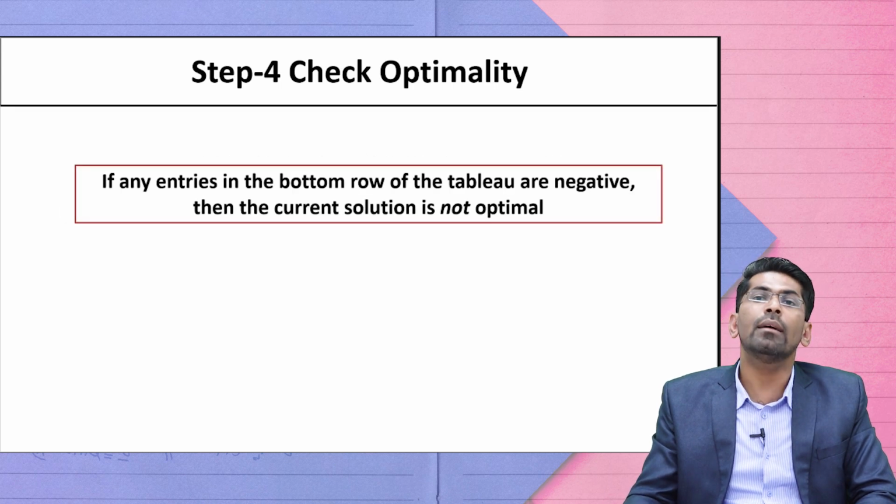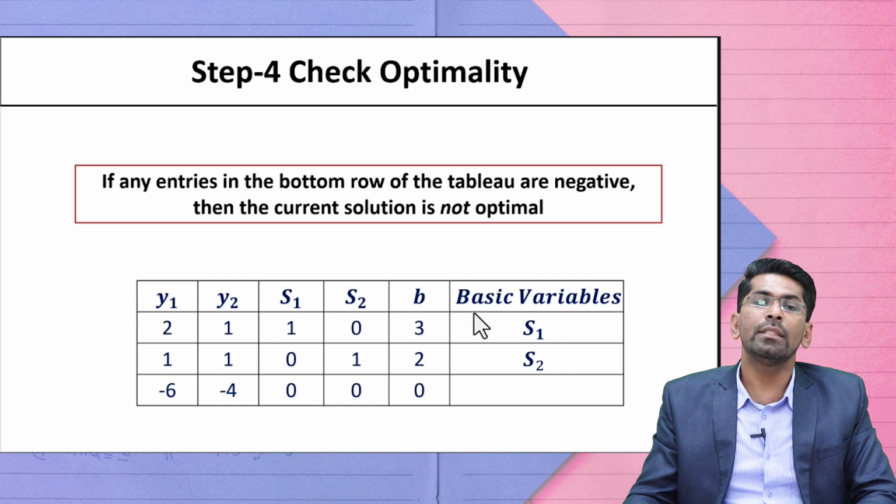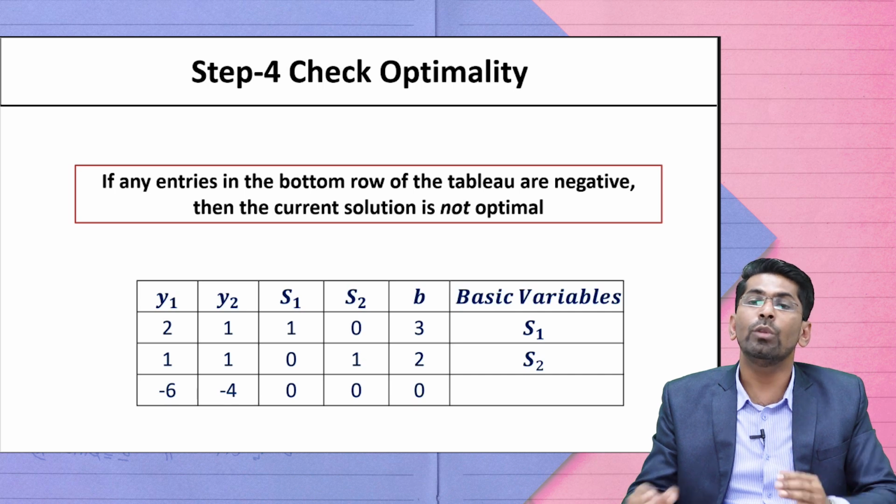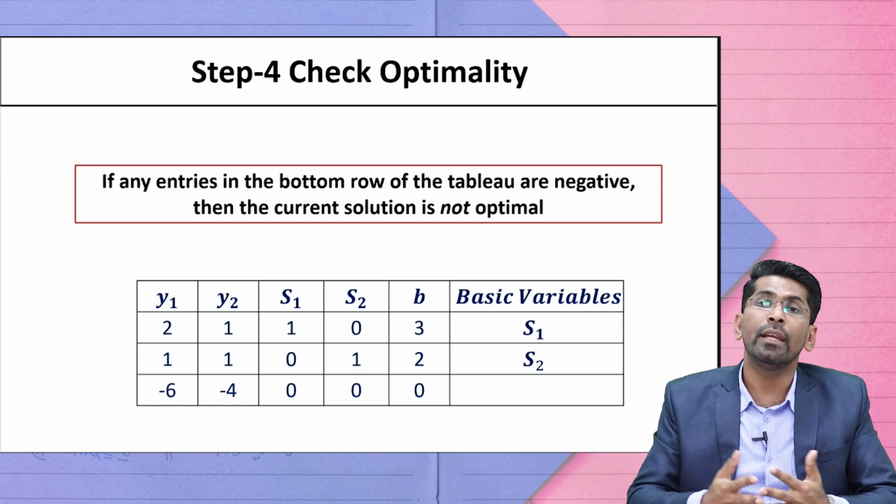From our example, see, this is the Simplex table, and here we are going to check the last row, that is the objective row, which is -6, -4, 0, 0, 0. So we have two negative values in the bottom row, which indicates that this solution is not optimal. If our tableau is not optimal, then the next step is to identify the pivot variable or pivot element through the iterative process to create a new table.